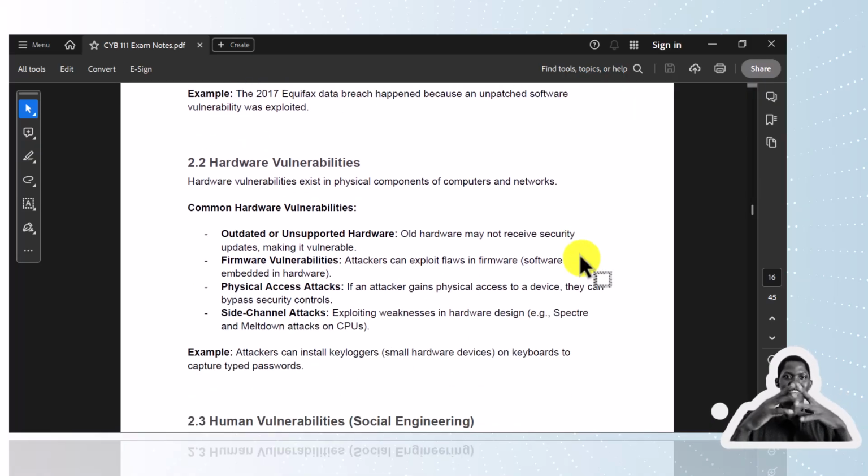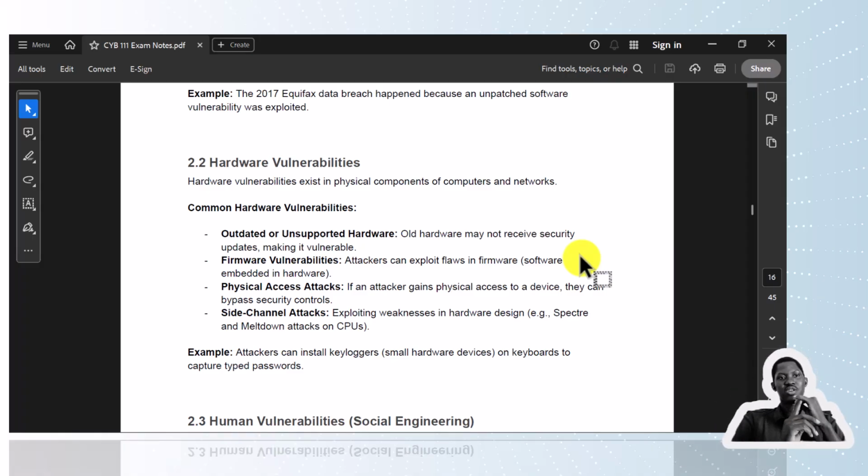Hardware vulnerabilities exist in physical components. As we know, hardware is a physical component, right? Unlike software. So now, the hardware vulnerabilities are the weaknesses that exist in the physical components of computers and networks. You have your routers for the network, you have your switch for the computers, you have your CPU, your RAM, your motherboard, even your USB ports. Those are hardware, right?